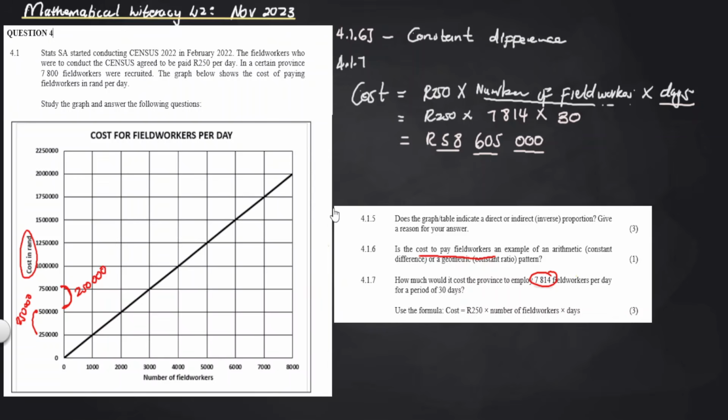All right, now let's go to the second part of question 4, which is 4.2. I'm going to erase. Okay, now 4.2. In a specific area, there are 200 households that have to complete the Census 2022 survey. The table given below shows how the number of field workers used will impact the days it will take to complete the survey. Study the table and answer the questions that follow.